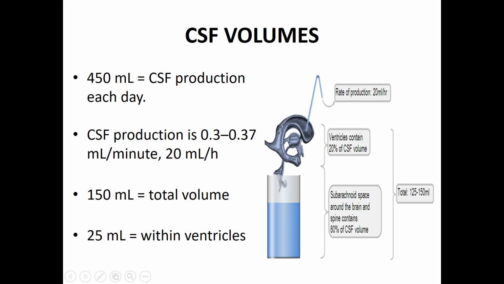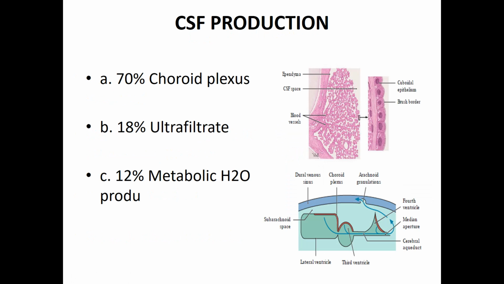Okay, of the 150 ml, only 25 ml is in the ventricles. So the rate of production is 20 ml per hour. The ventricles contain only 20% of the CSF volume, but the remaining 80% of the CSF volume is present in the subarachnoid space around the brain and the spine. In an adult, the total volume of CSF is about 125 to 150 ml.